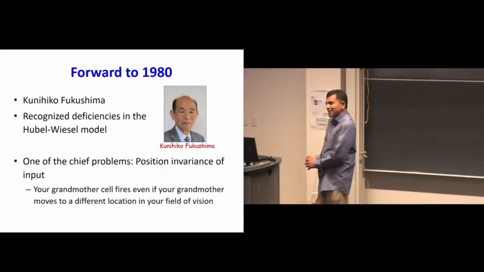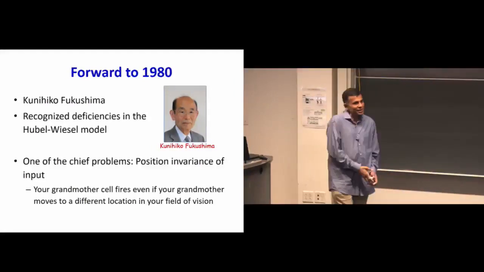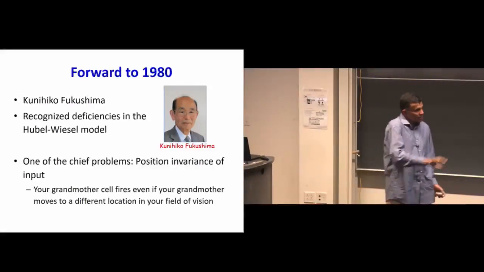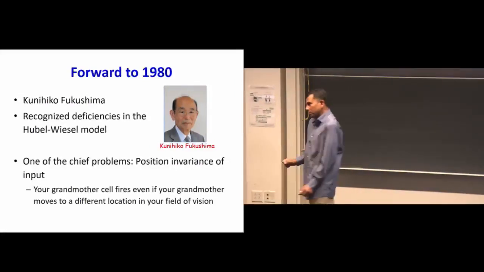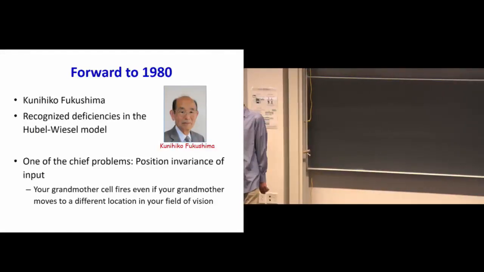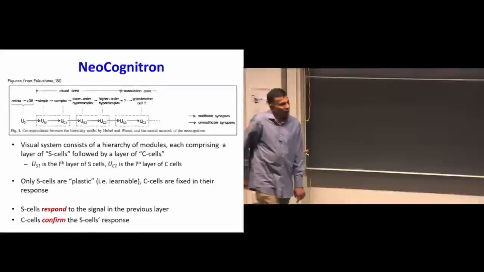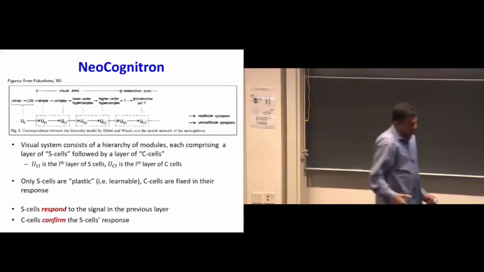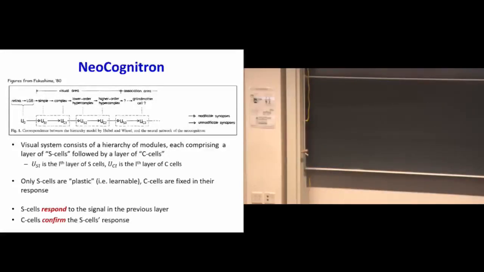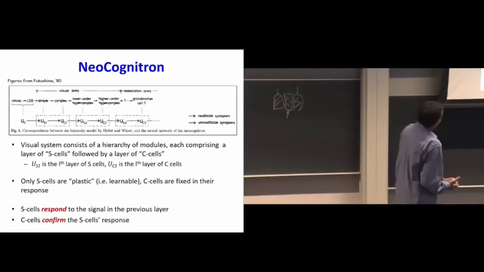Now the point is, there can't be just one grandmother cell, right? Because regardless of the position of granny in the room, that cell's going to respond. So Fukushima's model tried to sort of overcome this deficiency. He actually came up with a computational model which looks like this.